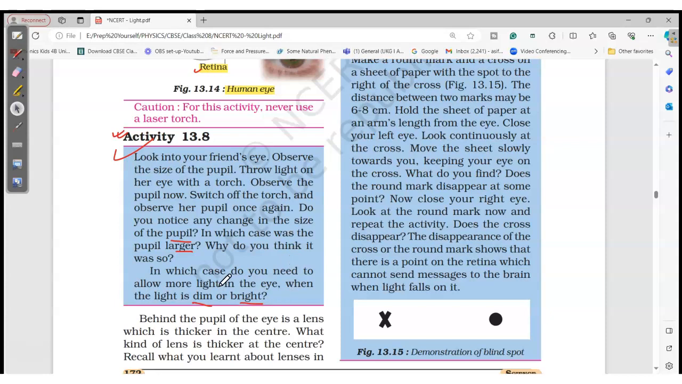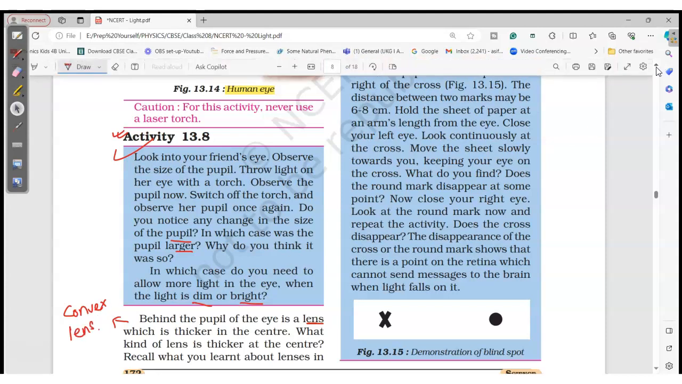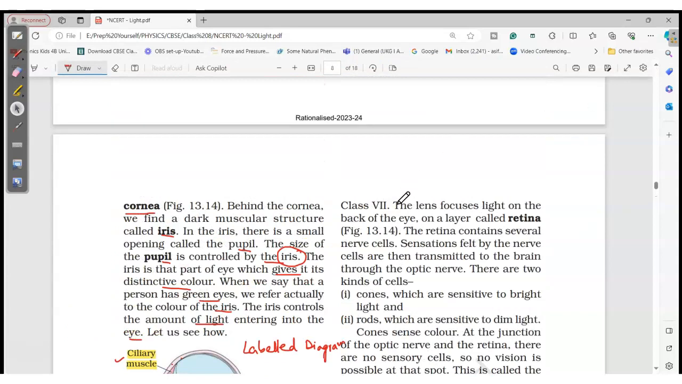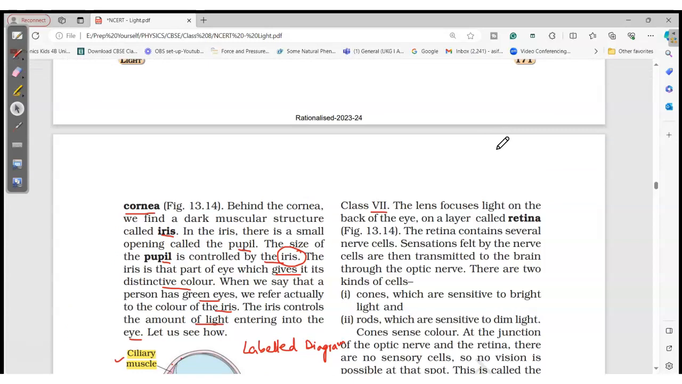Okay. Now behind the pupil of the eye is a lens which is thicker in the center. Such a lens which is thicker in the center is called a convex lens. Okay. So you must have learnt about lenses in class 7. We have studied that there are two types of lenses. One is a convex lens, the other is a concave lens. Convex lenses are thicker at the center.